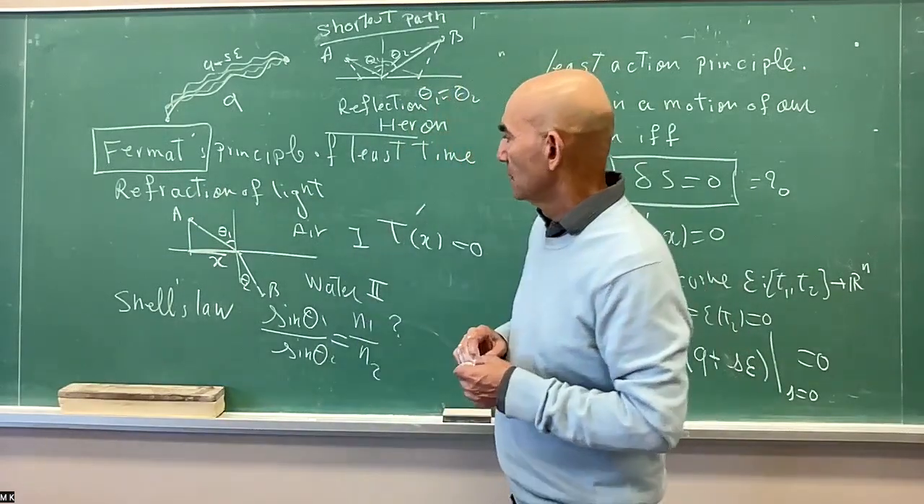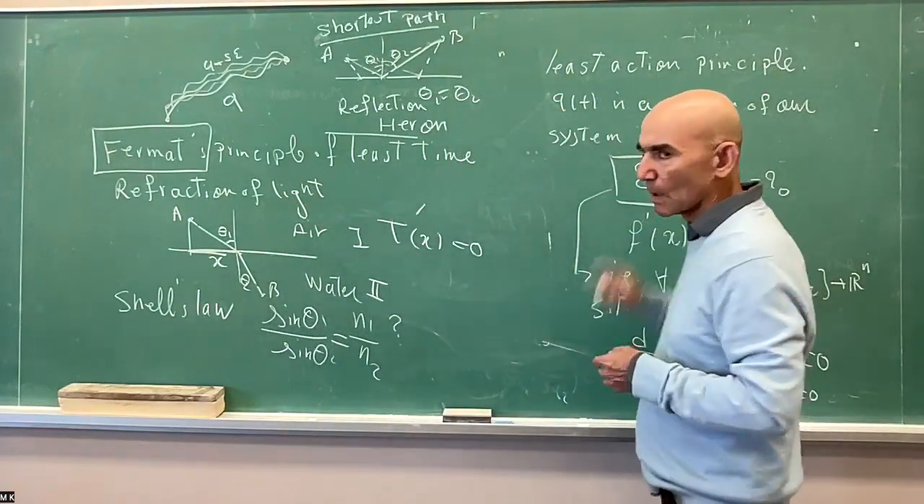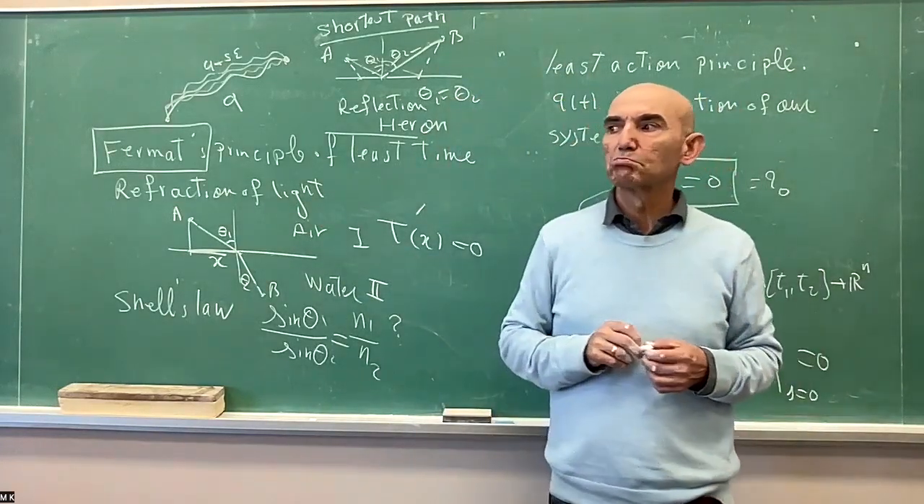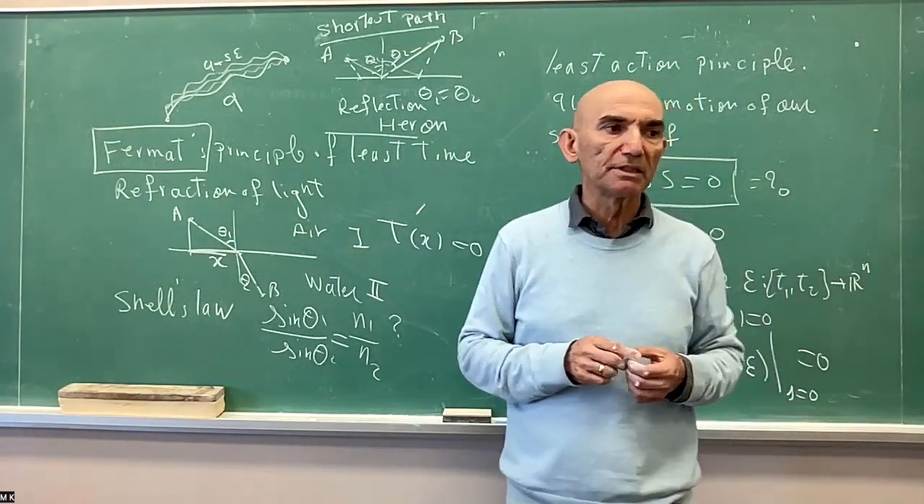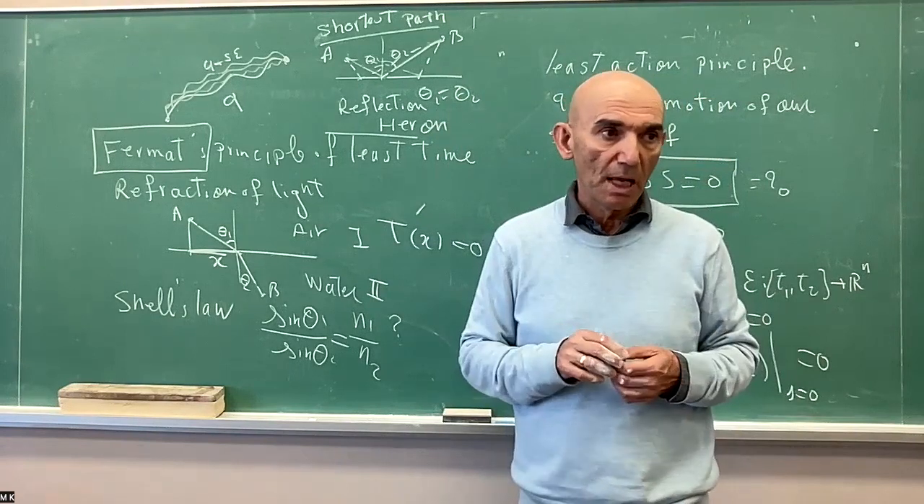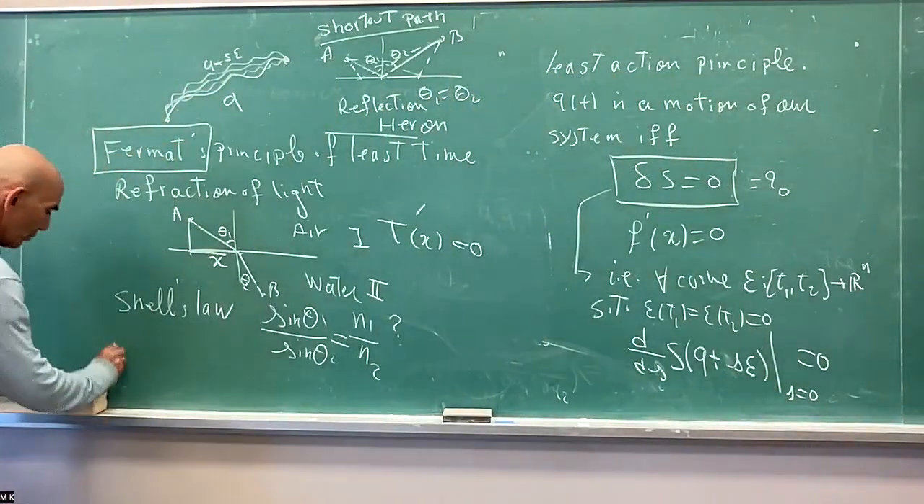Okay. So now the question is, how do you go from here to there? Well, it took about 100, 150 years. There was a huge debate in the 17th century, in the 18th century, at the time of Euler and Maupertuis. Maybe I'll write this guy, Maupertuis.